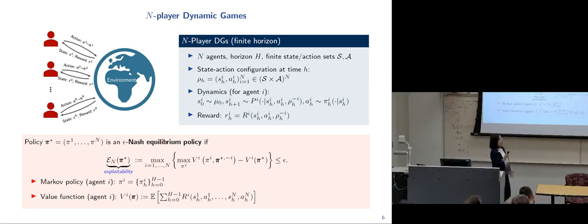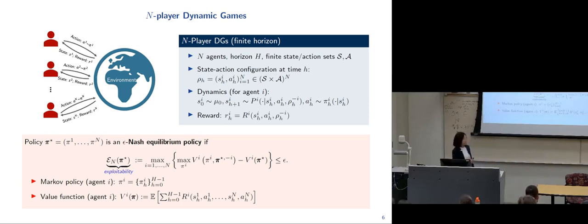So particularly, we're going to define the exploitability as the difference in the value functions between the current policy pi star and the best response that agent i can take. We're going to call this difference the exploitability for agent i, and we're going to take the maximum over all agents i from 1 to n, and this is called the exploitability of this joint policy pi star. If the exploitability is less than or equal to epsilon, we call this policy pi star an epsilon-Nash equilibrium policy. As you can see, when epsilon goes to 0, this basically reduces to the Nash equilibrium.